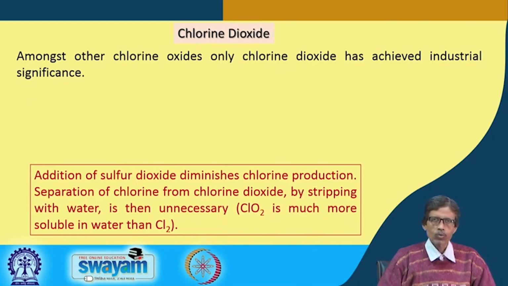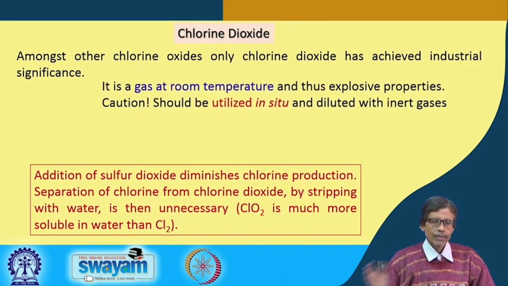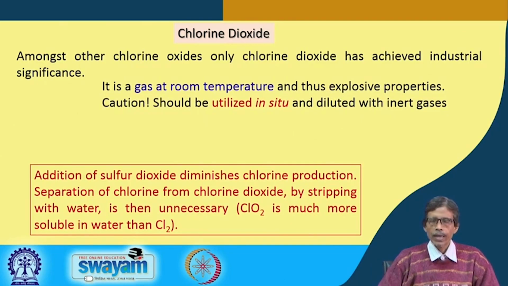Now we will go back to the starting material preparation, that means the ClO2 preparation. In this particular case, it is a gas at room temperature and can thus have some explosive properties, because basically chlorine is present and oxygen is also present. But it is not a mixture of chlorine and oxygen, it is a different molecule itself.